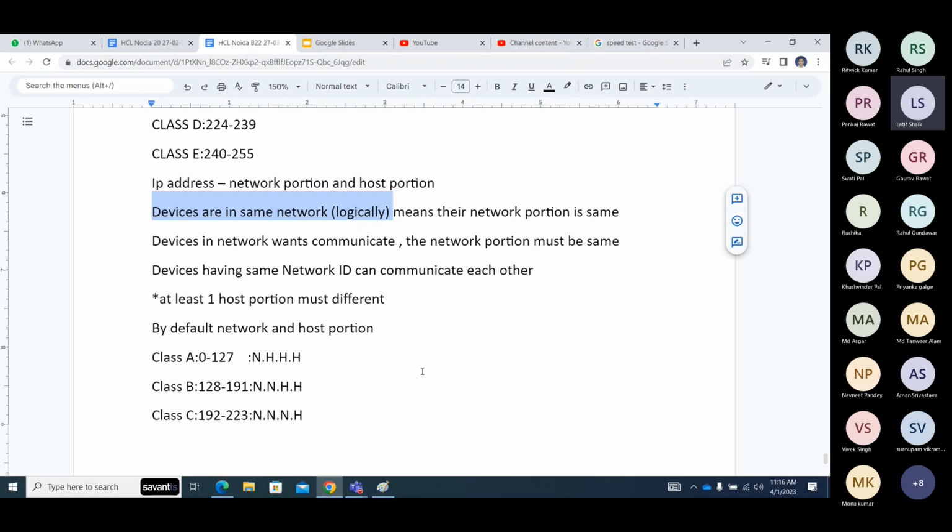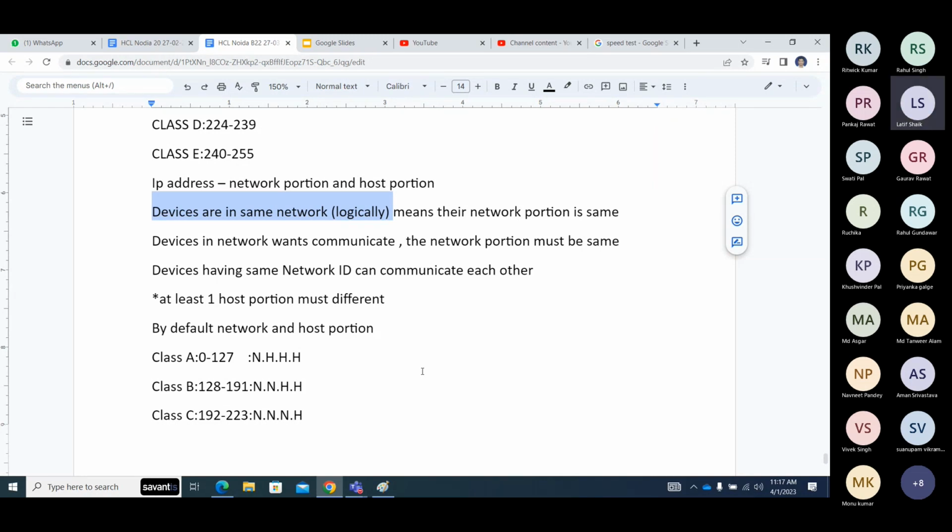There is no network ID and host ID concept in the MAC address. A MAC address is purely a manufacturer ID and a serial number. It's not about any network. A MAC address is a physical identification of a device, mainly the physical NIC. One NIC, one MAC address. But for IP addresses, if you have one NIC, I can have 2-3 IP addresses, no problem. We can do that also.